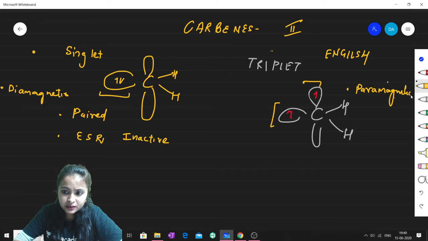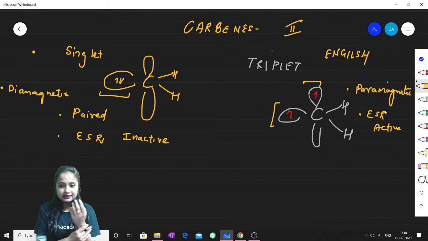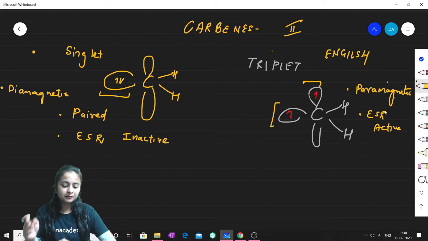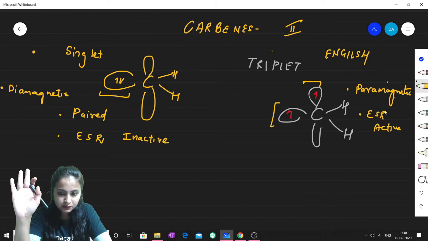Okay, and because it is paramagnetic, obviously it will be ESR active. So the conclusion is that singlet carbenes are ESR inactive and triplet carbenes are ESR active. Singlet carbenes are diamagnetic in nature, and triplet carbenes are paramagnetic in nature. I hope this part is very much clear to you all.